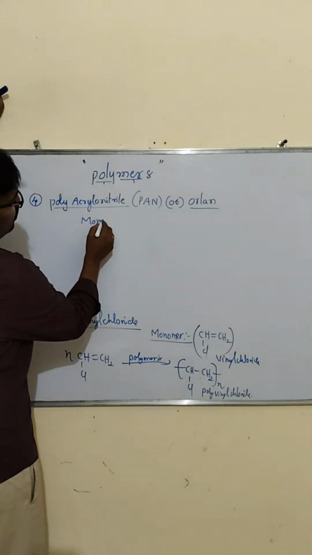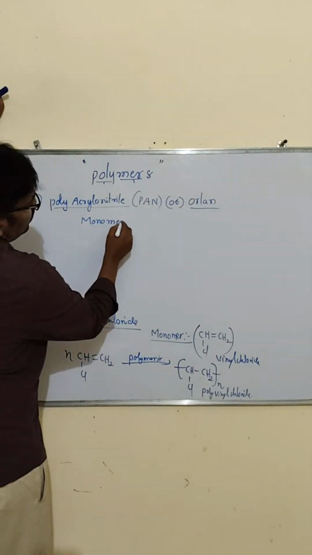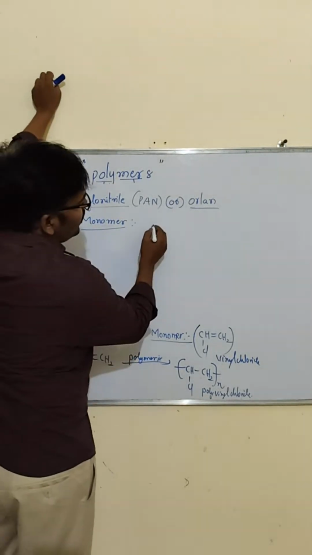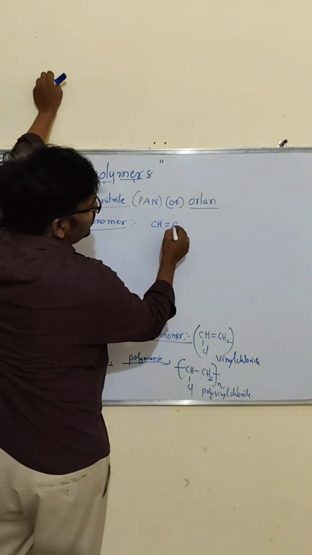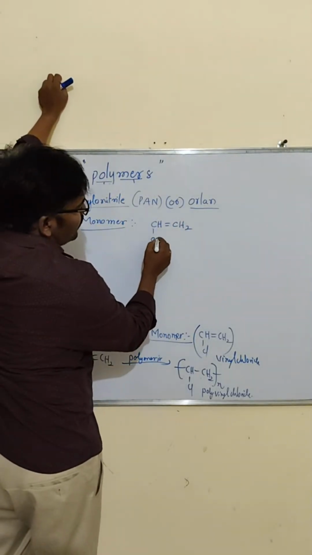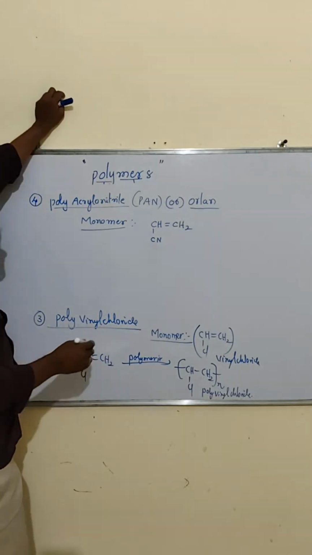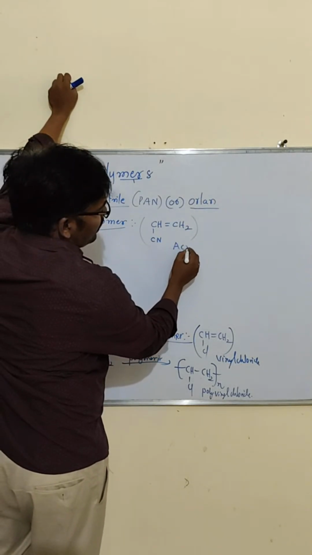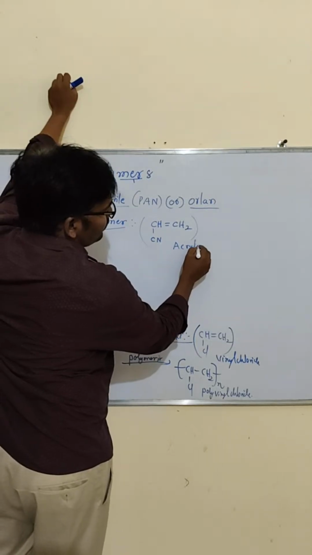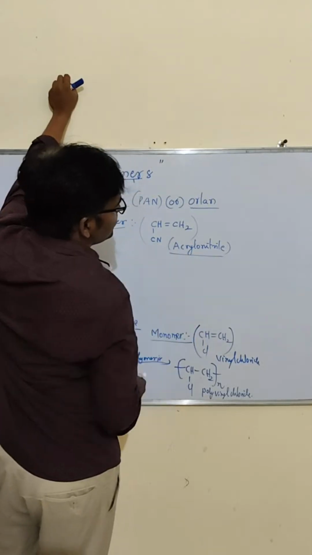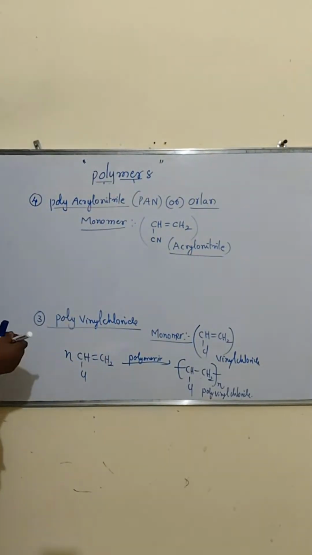They will ask a question, what is the monomer? The monomer is acrylonitrile. It is also an ethene derivative only. One of the hydrogens is replaced by CN. This is what we call acrylonitrile.